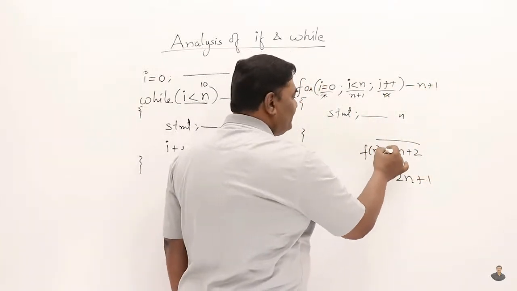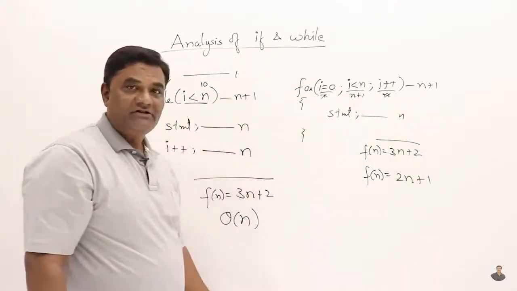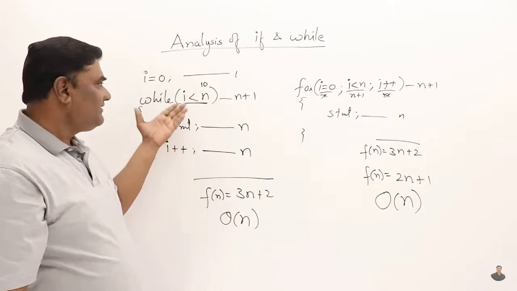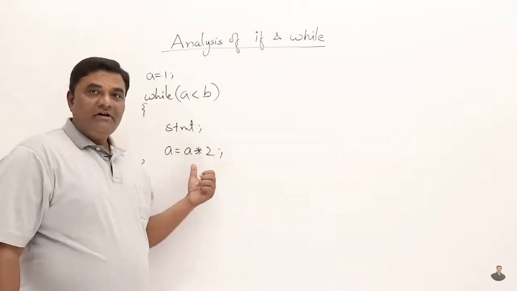Whatever the function may be, we are not interested in the exact formula or exact function. We are interested in the degree of a function. So we say order of n. That's it. Now you can see, whatever I can write using a while loop, I can write it using a for loop also. Now the next piece of code here.